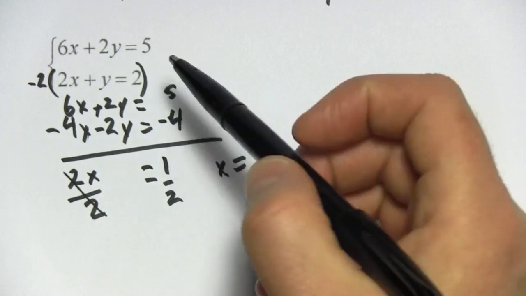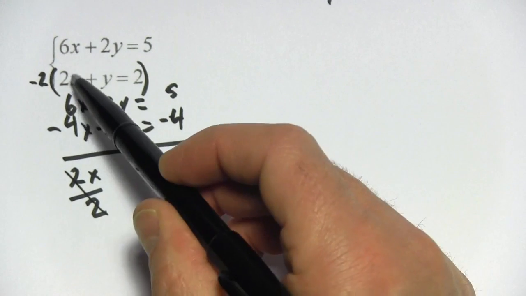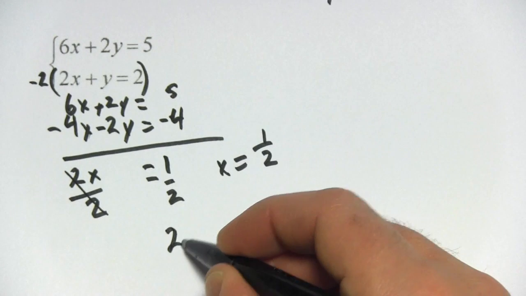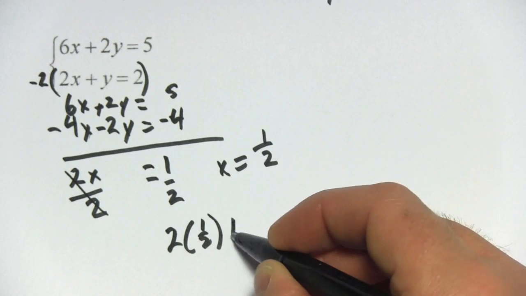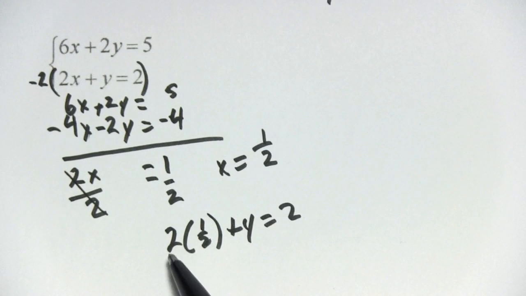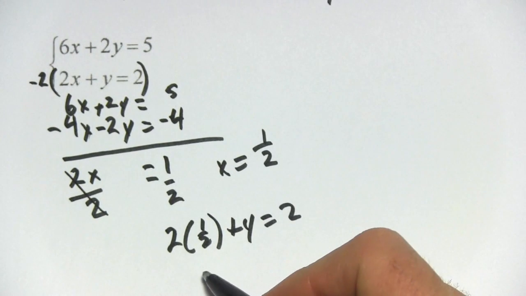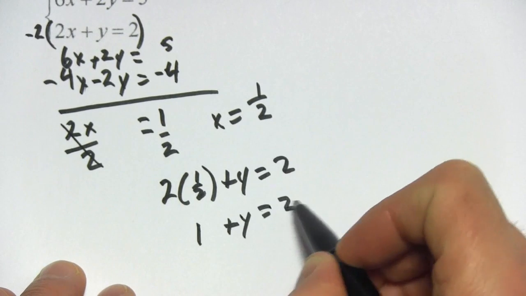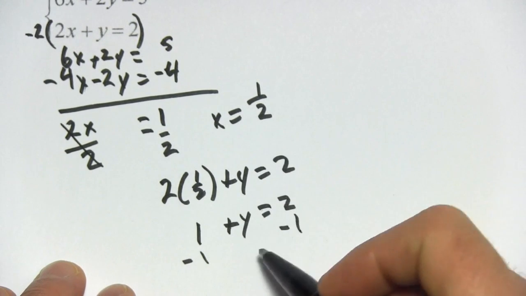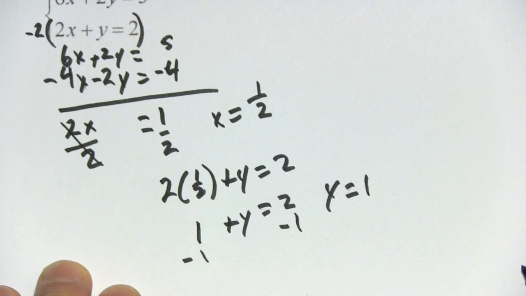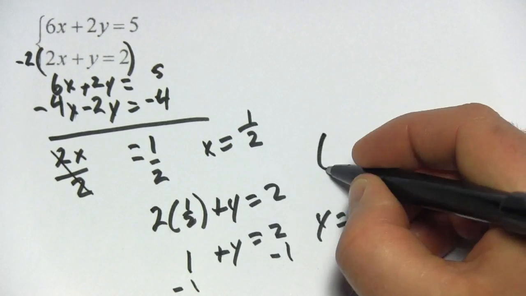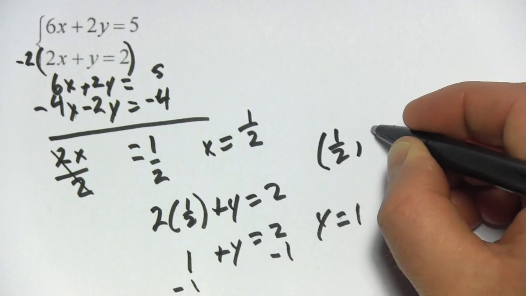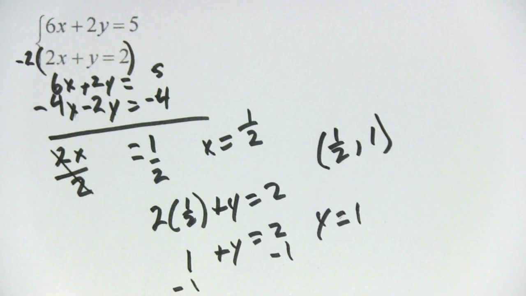Pretty easy. Let's take that 1/2 and plug it in. Well, let's plug it in this one. It looks a little simpler. So we'd have 2 times 1/2 plus y equals 2. 2 times 1/2 is just 1. And plus y equals 2. We subtract 1 from both sides. We would get y equals 1. So our ordered pair for this one would be (1/2, 1). And that is how to use the elimination method to solve a system of two equations.